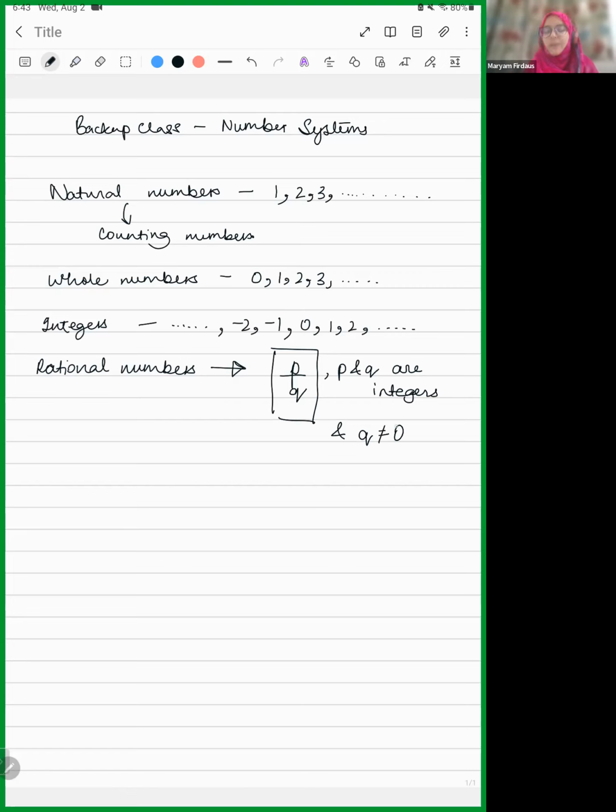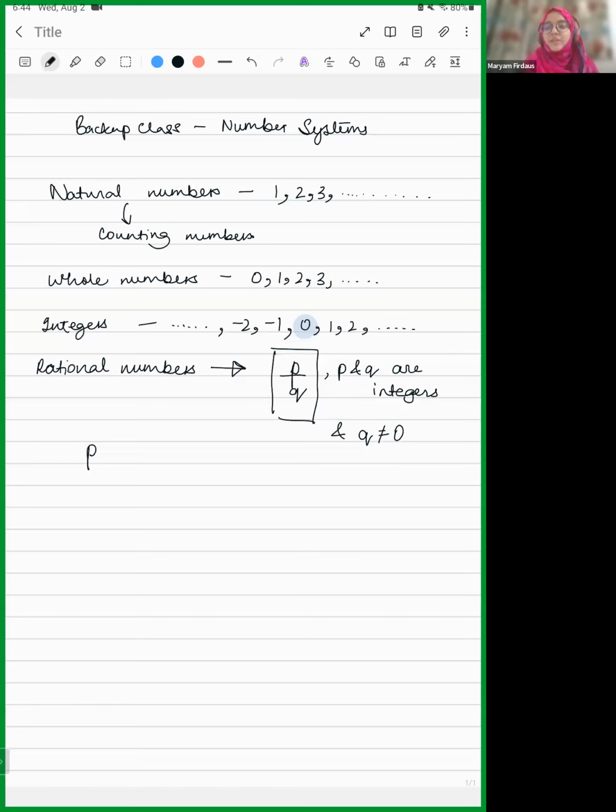Why is q not 0? Can p be 0? They are saying p and q should be integers. Integers means you have 0 also in integers, right? So p and q can be any integer, but q should not be 0. Can p be 0? That's what I'm asking. Yes, p can be 0.